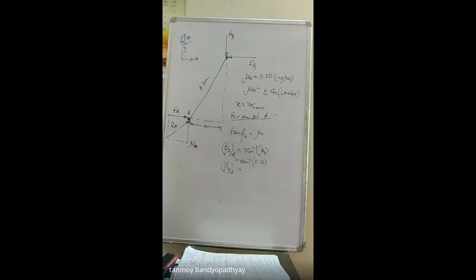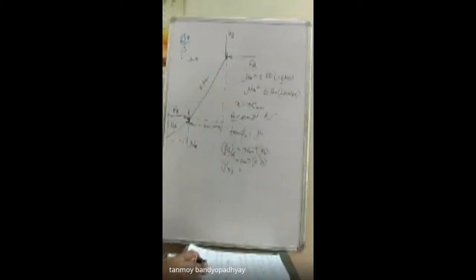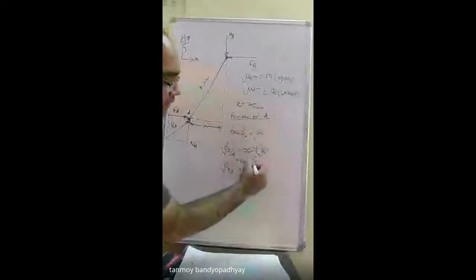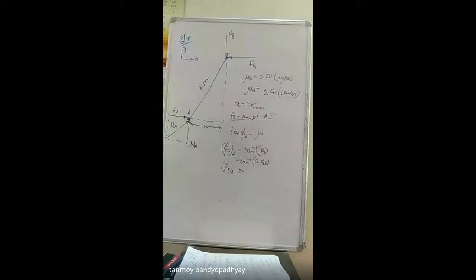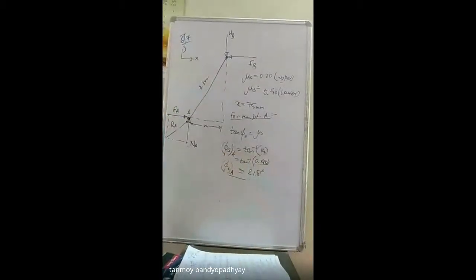16.7 degrees. Is it coming 16.7 or 21.8? Sir, for the lower it is coming 16.7. Yes, exactly, and this one, 0.4, is 21.8. Since this is the lower surface, it will be 0.40. It will be tan inverse 0.40. So it should be 21.8 degrees. So phi s A should be equal to 21.8 degrees.